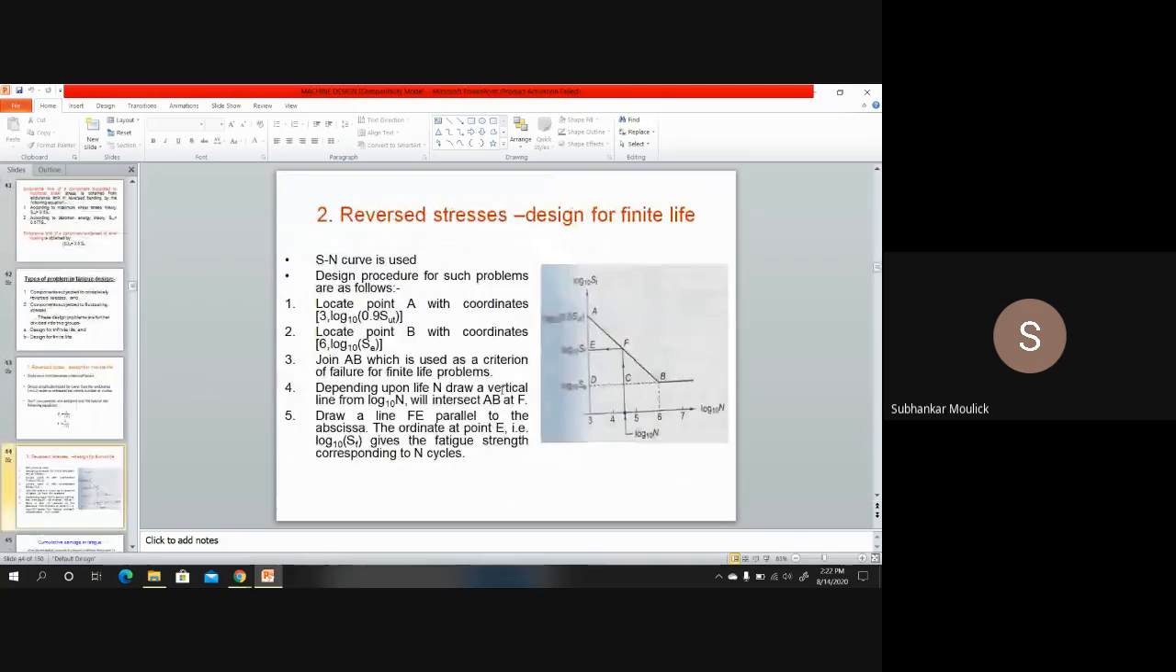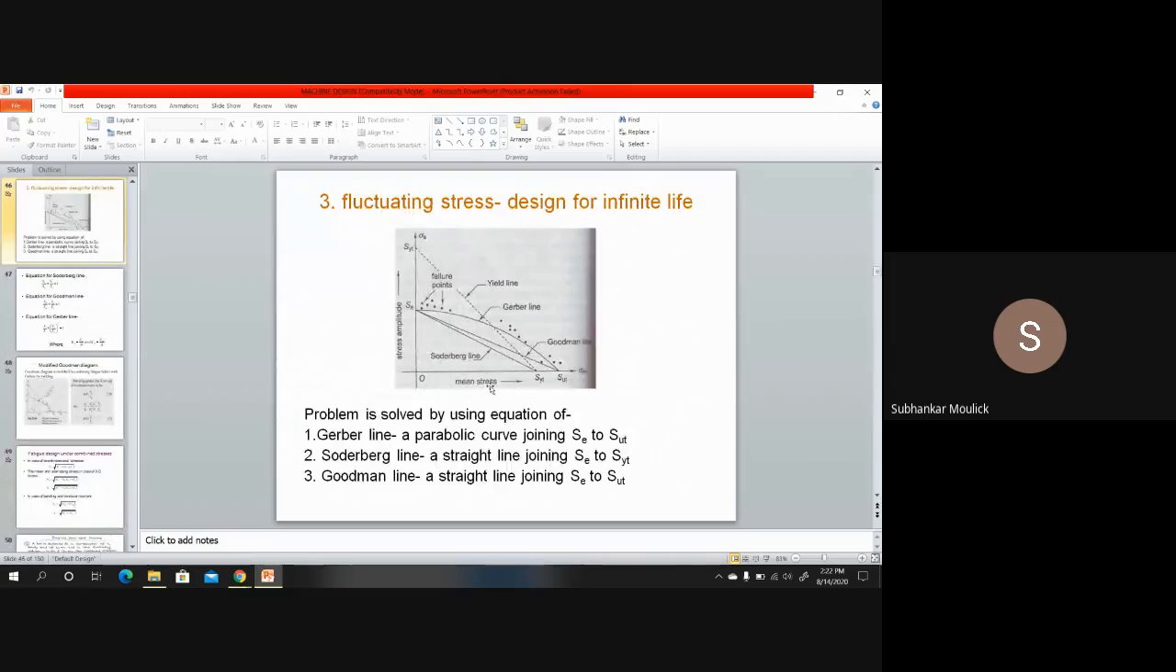So if we use this concept over here, all these three diagrams, Goodman, Gerber, and Soderberg diagram, are plotted along two axes. In the x-axis we have mean stress sigma m, and in the y-axis we have alternating stress or stress amplitude sigma a. Why? Because fluctuating stress has two components. One is the alternating component, another one is the mean component.